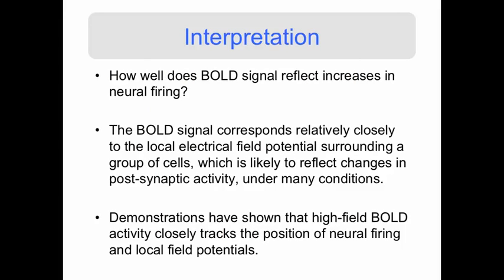BOLD fMRI is really an indirect measure of what we're really interested in, which is the neuronal firing. So the natural question that one can ask is, well, how well does this BOLD signal reflect increases in neuronal firing? Well, it's been shown that the BOLD signal corresponds relatively closely to the local electrical field potential surrounding a group of cells. And this in turn is likely to reflect changes in postsynaptic activity under many conditions. So demonstrations have shown that high field BOLD activity closely tracks the position of neuronal firing and local field potentials.